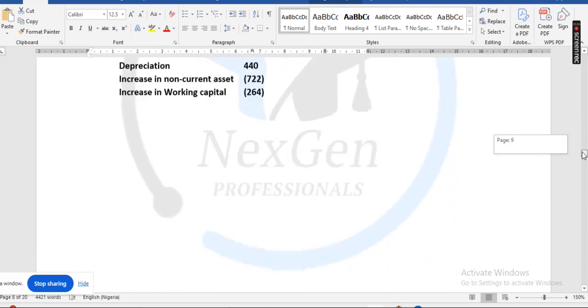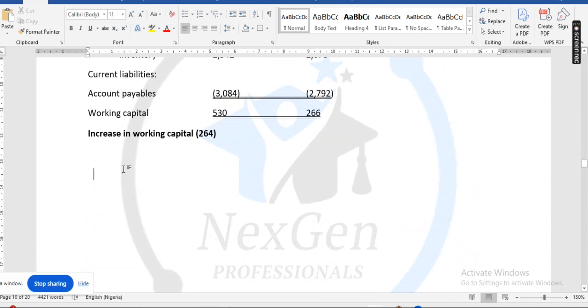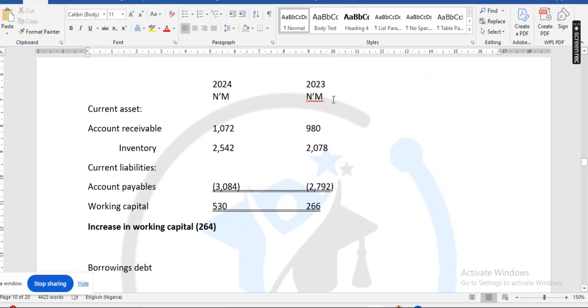So we move to borrowing, which is debt, right? So please always show your workings. Borrowings. Debt, right? So it's for how many years? Let's say 2 years. I'm coming. Can just copy this.